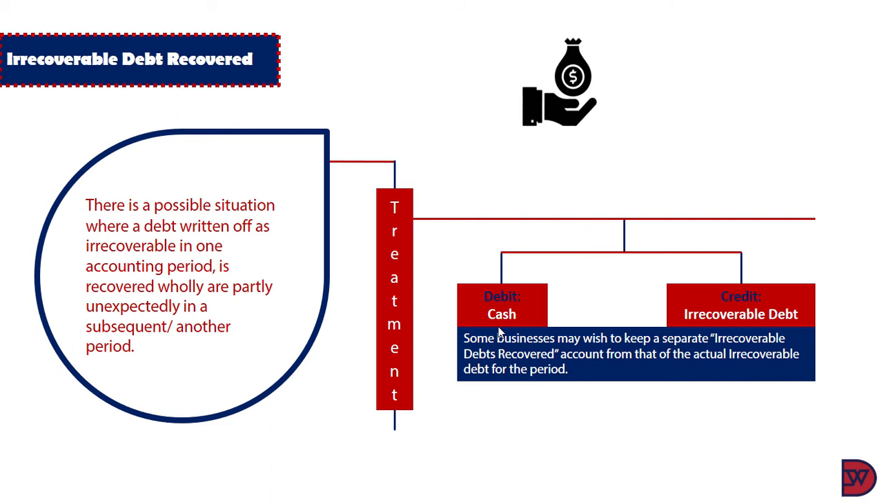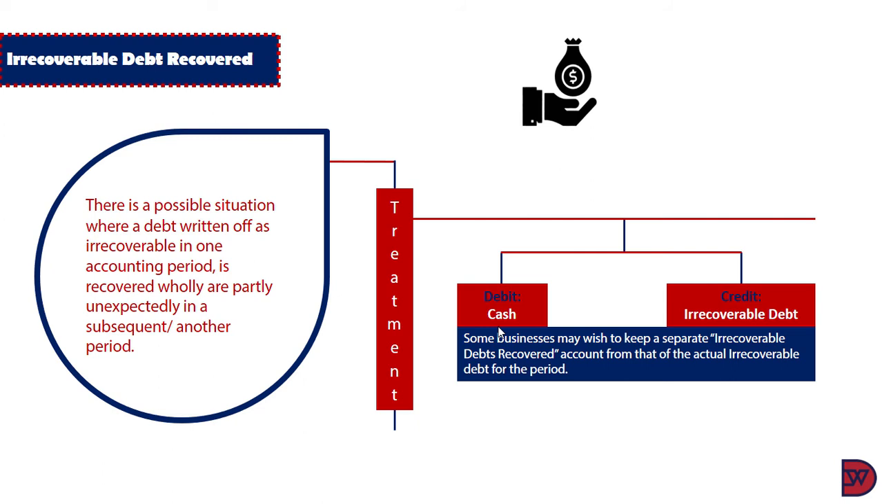Let's look at the treatment. When a debt is written off, the double entry is that we have to debit the irrecoverable debt expense and credit the receivable, removing it from the account. When cash is also received from a customer, the normal double entry is that we debit the cash account and credit the receivables account. But when an irrecoverable debt is recovered, the credit entry cannot be taken to the receivables as the debt has already been taken out of the receivable balance in the previous year.